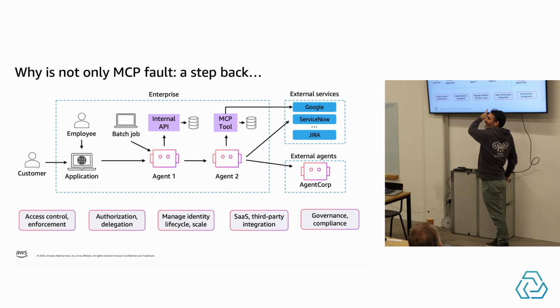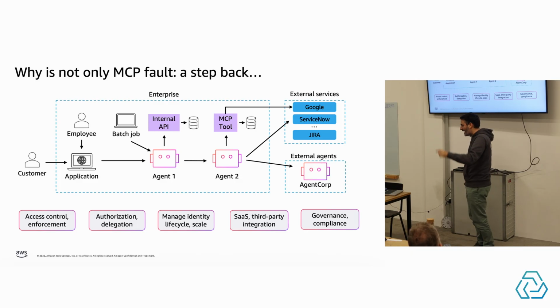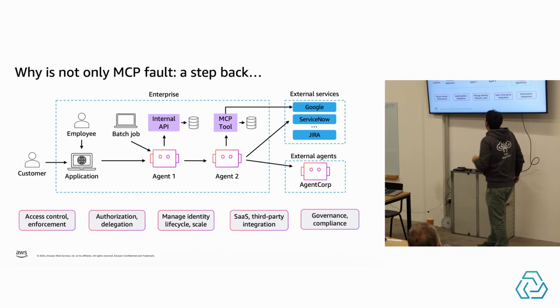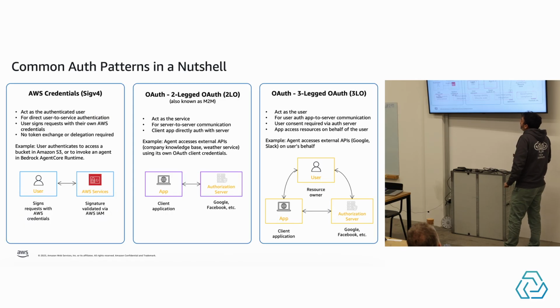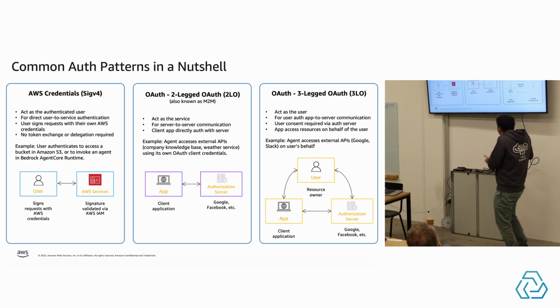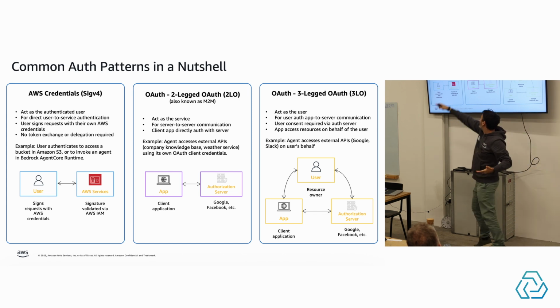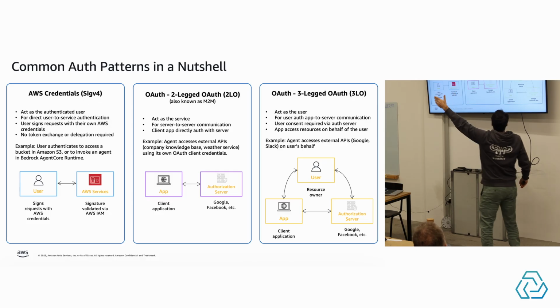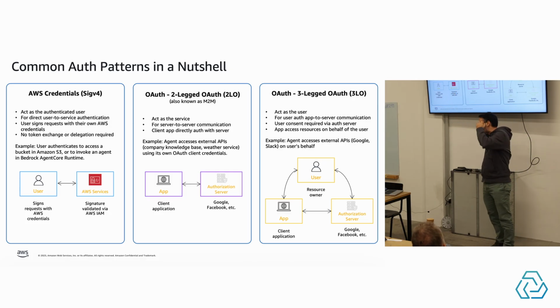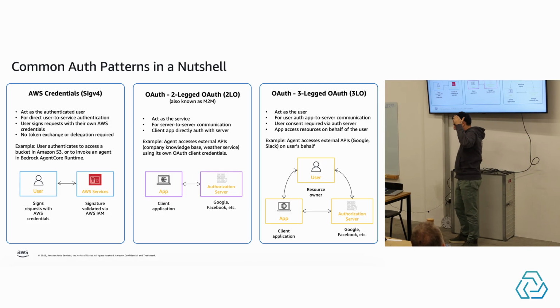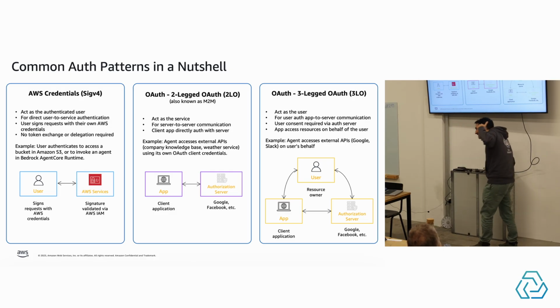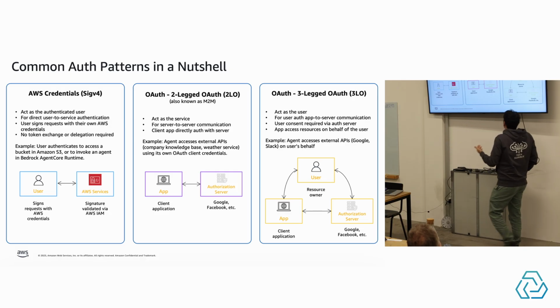So it's good that you are at least aware that when the security team comes to you and says no, and you try to fight back, and they say yes, but no, you understand that there is a good reason why. For instance, which kind of authorization pattern would you pick? AWS credentials, two-legged OAuth, three-legged OAuth. I mean, we are starting to go in a direction where these details matter. You are delegating more and more to the agents.